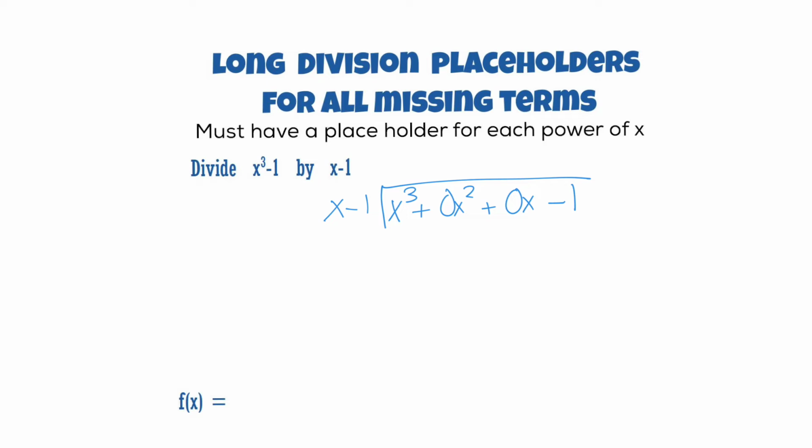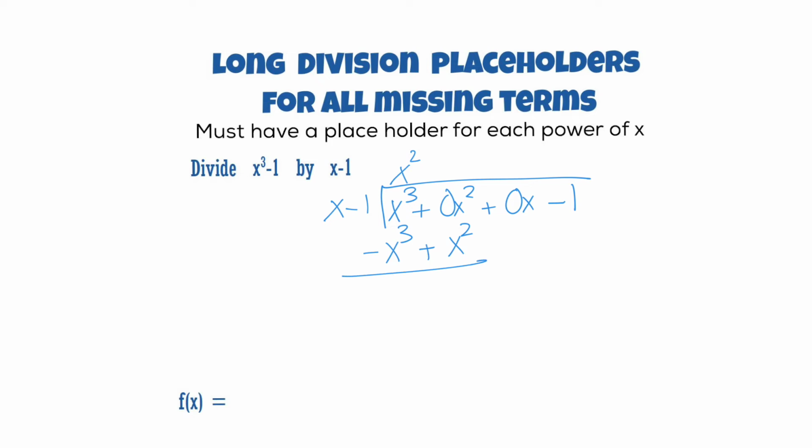All right, going to try to go maybe a little faster here. Let's see how we do. So x times something gets me x cubed. That'd be x squared. You take the x squared times the binomial. So that's x cubed minus x squared. See why we needed that placeholder? We need these to be like terms, so they have to line up properly.